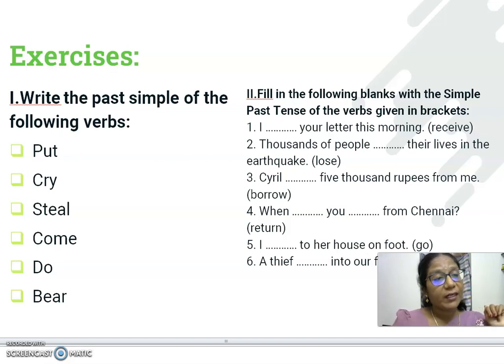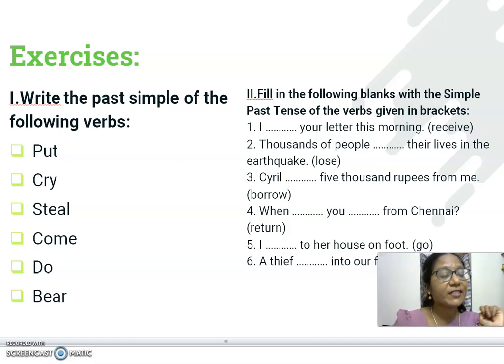The next one. Cyril blank 5,000 rupees from me. Within brackets, you have the verb borrow. So what could be the answer? Yes, good. Your guess is right. Cyril borrowed 5,000 rupees from me.